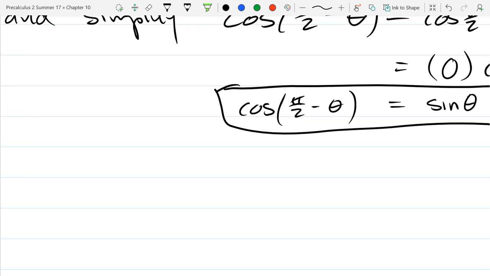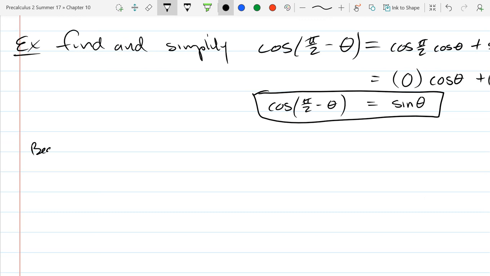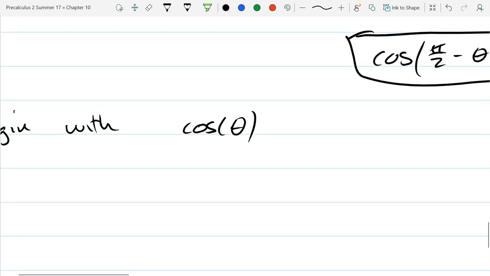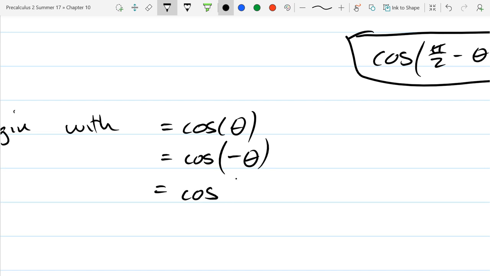Now we're going to do the same thing for... Where do we start this? All right, so let's begin with... I'm going to do things in kind of a strange order here. So we're going to begin with cos theta. And the next step, we're going to go pi over 2. Oh, we use the even property of cosine. And then I'm going to do something strange.